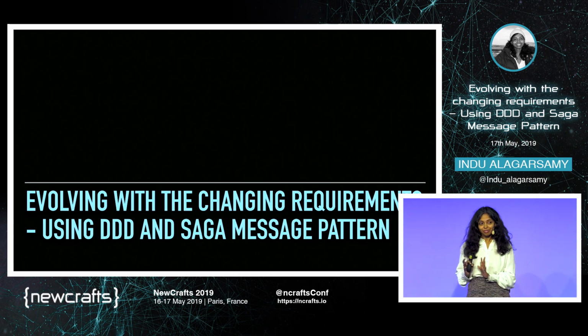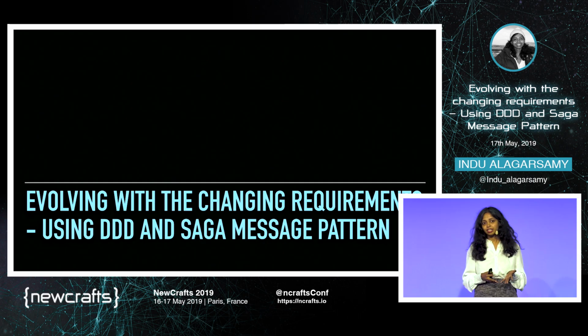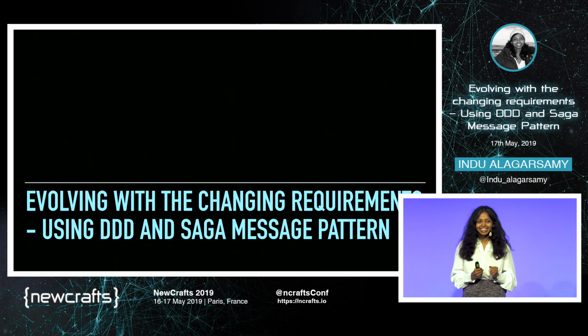Okay, the goal for this talk is how do you evolve your code as the business changes, using event-driven architecture, so mainly using messages, and using the Saga pattern. I have some assumptions. First, you are using bounded contexts, or you're striving to use bounded contexts in your code.